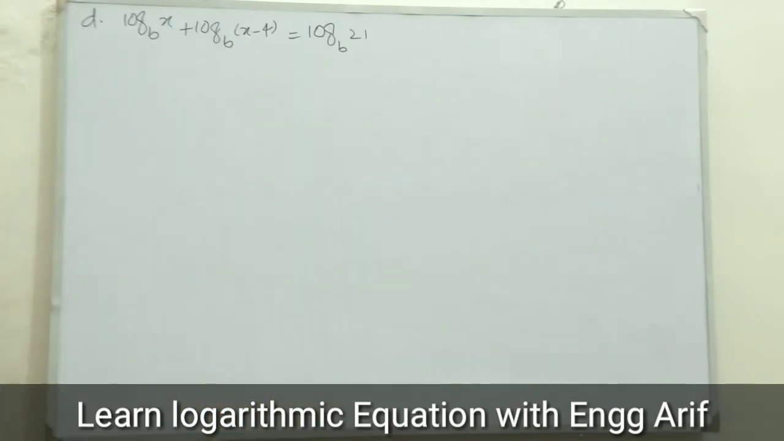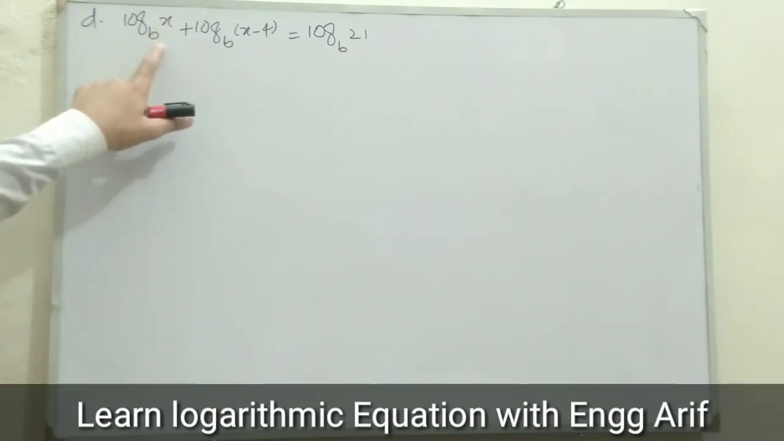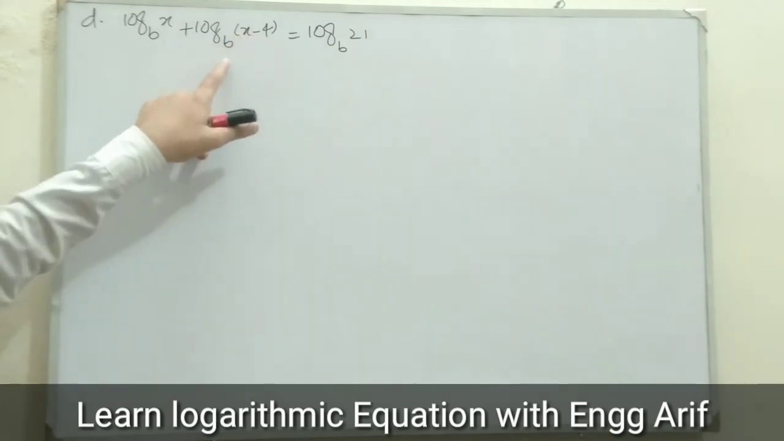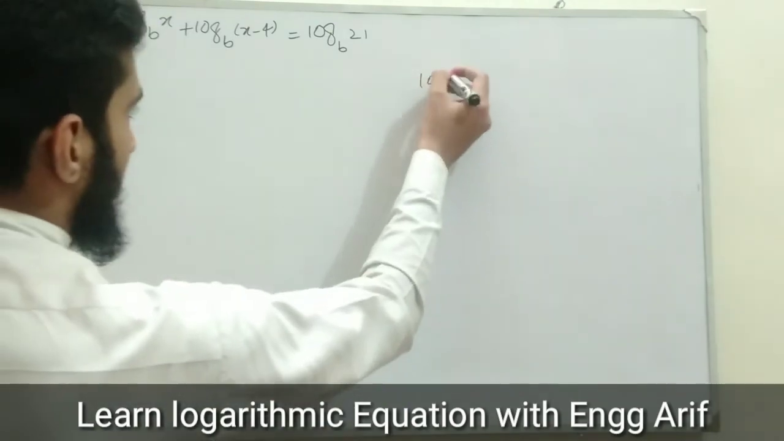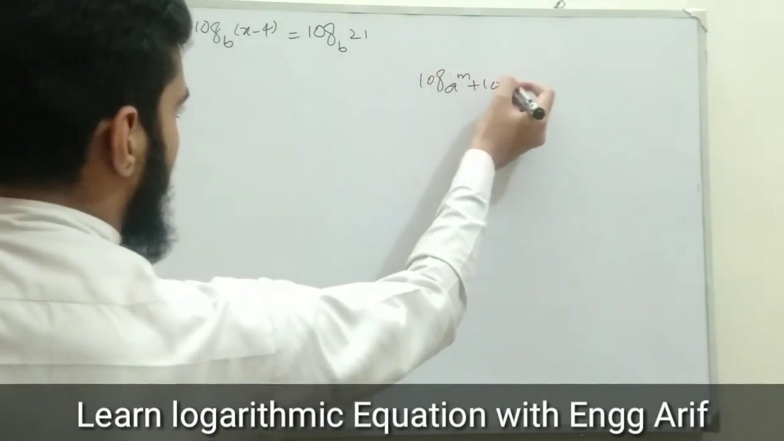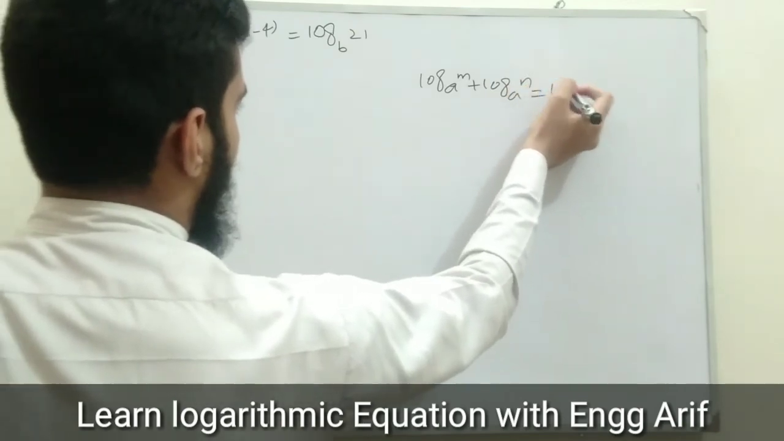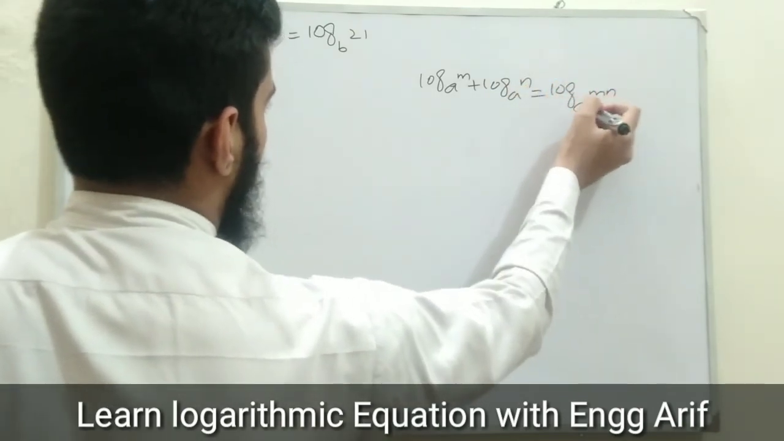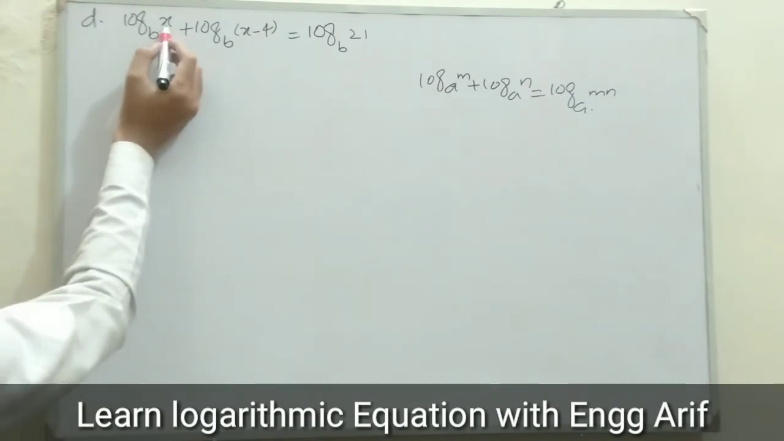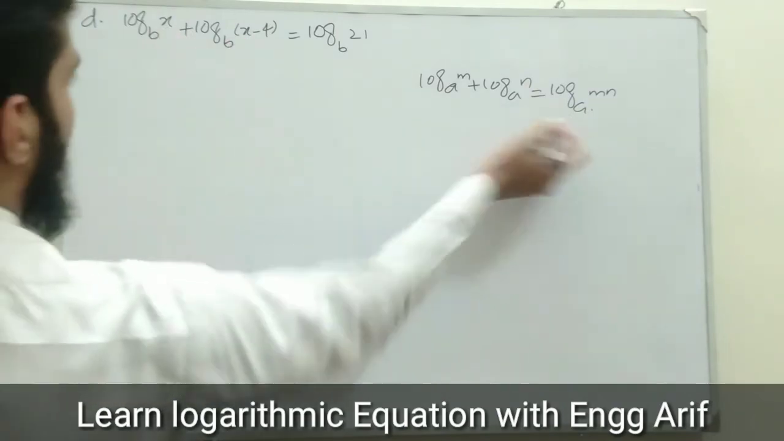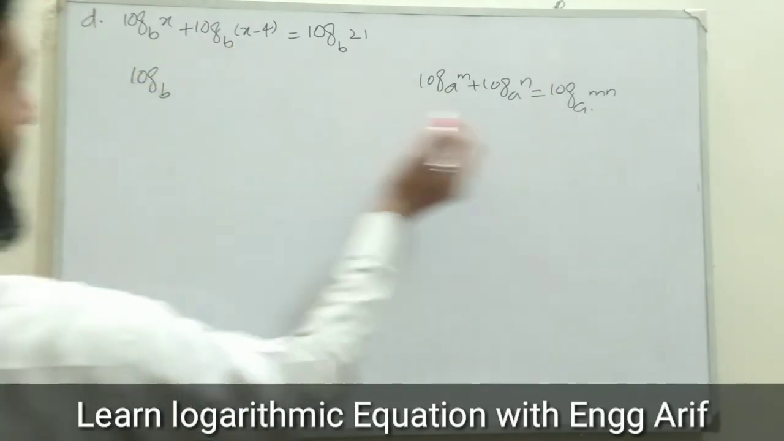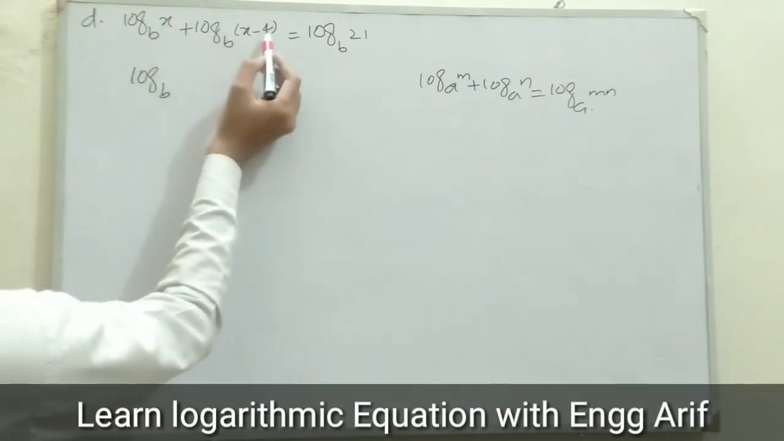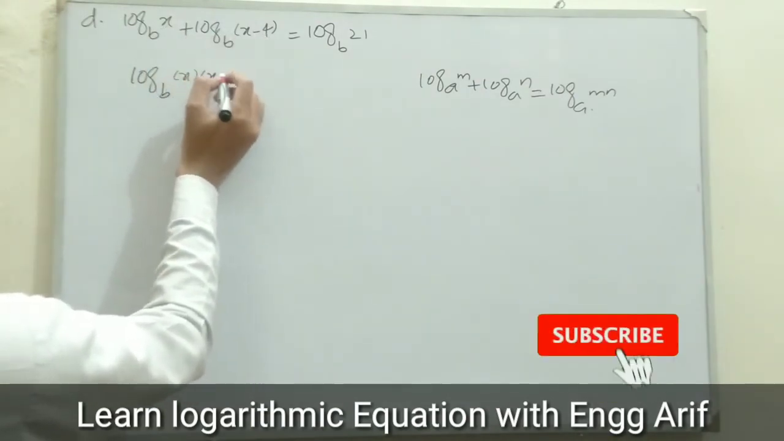Now move to part D of exercise number 1.2, question number 6, part D. It says log of x to the base b plus log of x minus 4 to the base b is equal to log of 21 to the base b. Here the formula we use is log of m to the base a plus log of n to the base a is equal to log of m multiply n to the base a. Using the formula over here, let's suppose the base is b and the powers are m and n. So m is x and n is x minus 4, so the powers will multiply with each other.